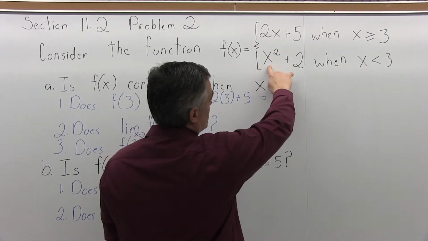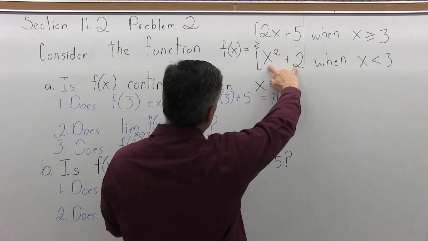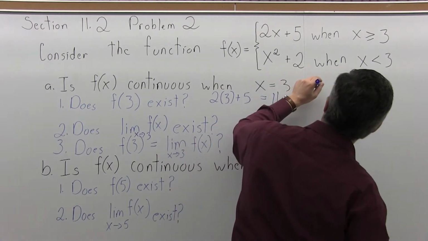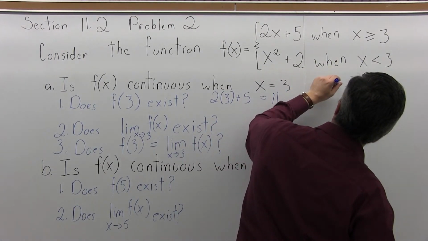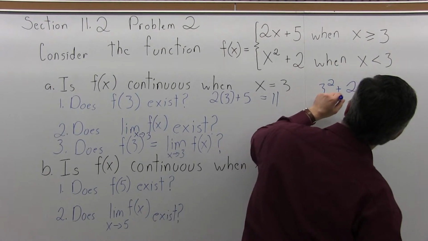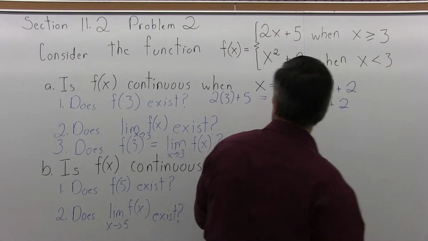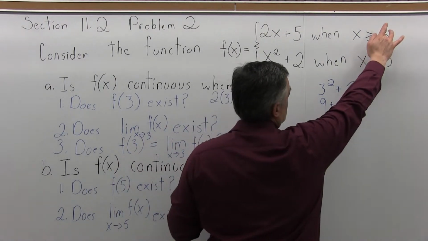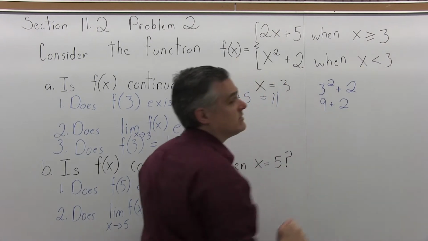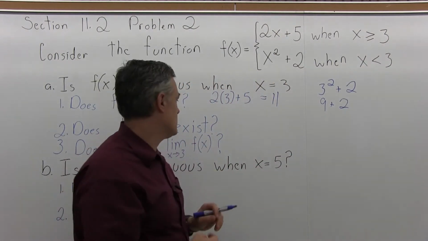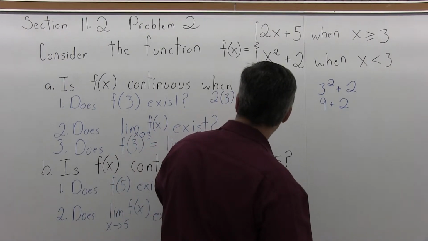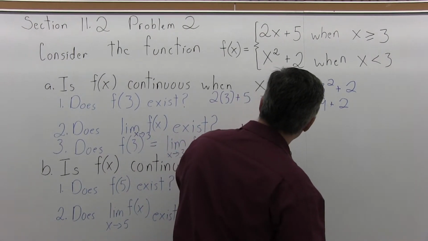The bottom branch, what happens when I put in values close to 3? So let me write it right over here. I'm going to have x squared becomes 3 squared plus 2. 3 squared is 9, 9 and 2 more. Oh, they both equal 11. The output gets closer to 11 when I use values slightly bigger than 3, and close to 11 when I use values slightly less than 3. So does the limit exist? And the answer is yes. Limit equals 11.